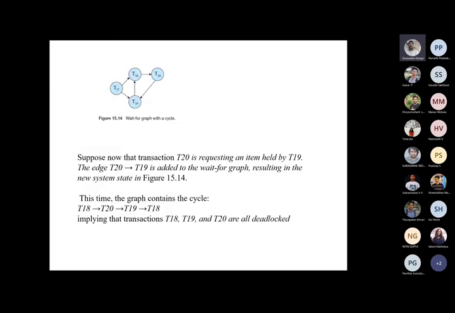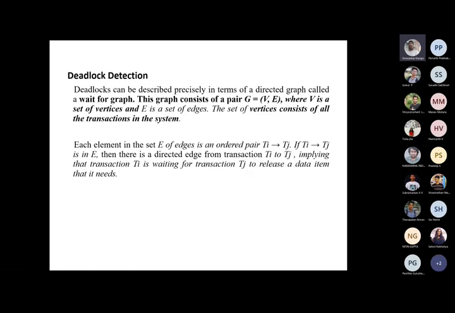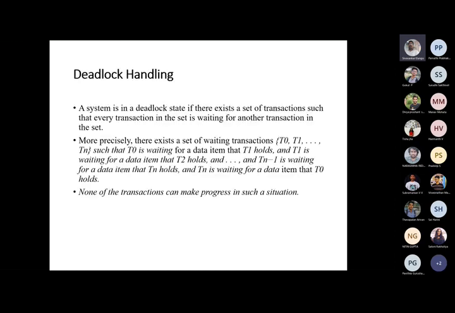So this completes working with deadlock detection, prevention, and recovery. I hope it's quite simple. You have a set of transactions T0 to Tn, where transaction T0 is waiting for the data item that is being held by transaction T1, and T1 is waiting for the data item that is being held by transaction T2, and transaction Tn minus 1 is waiting for the data item that is being held by transaction Tn, and transaction Tn is waiting for the data item that is being held by transaction T0.